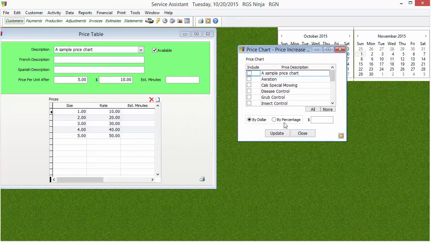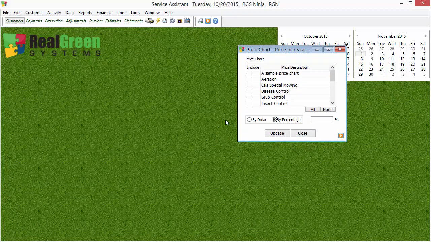So again, like I said, I have this price chart right here. And we're going to go through, and let's do a percentage. Let's say we're going to be doing a 5% across the board price increase. So I'm going to click on the price chart I want to increase on. I'm going to put in my parameters. So again, if I want to do it by 5%, then I can do it by 5%. If I want to do it by dollar amount, then I can do it by dollar amount.